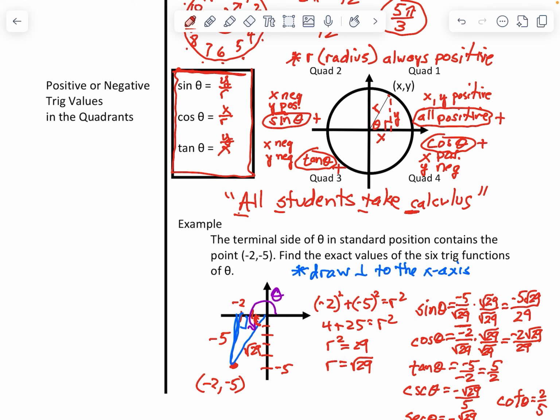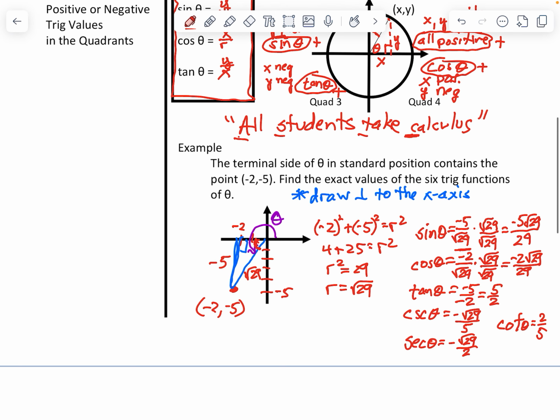And then we talked about how you know which of the trig functions are positive in which quadrant. Then we practiced that with a radius problem where we had an ordered pair, and we found the radius of it, and then we found the 6 trig functions on the problem.